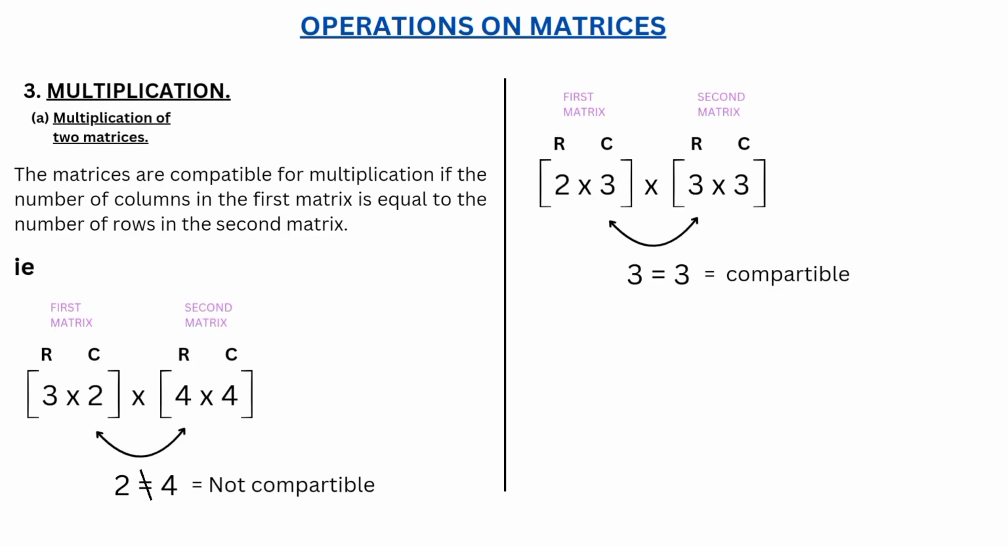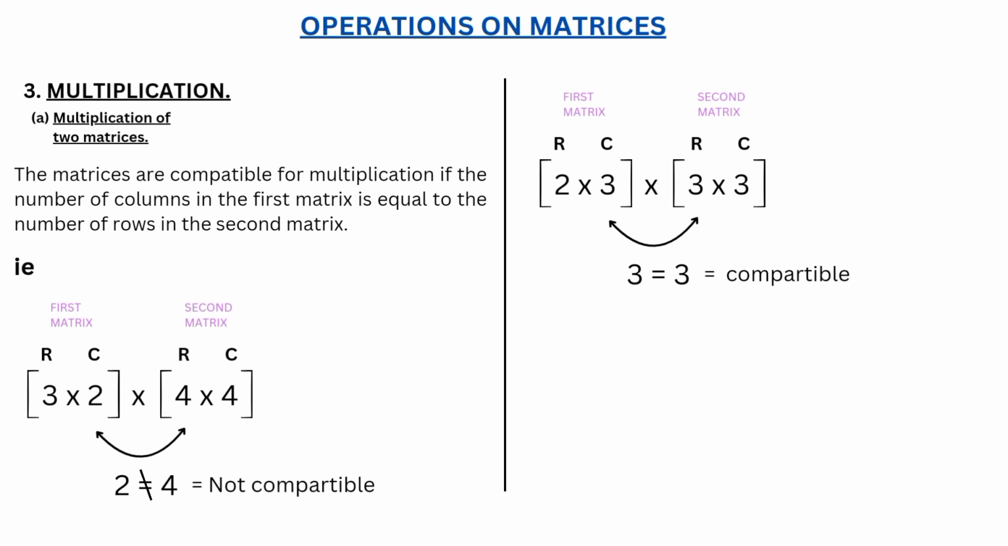So the next thing we're going to talk about is multiplication of two matrices. And not all matrices are compatible for multiplication. The matrices that are compatible for multiplication are those where the number of columns in the first matrix is equal to the number of rows in the second matrix. So we are given this example.